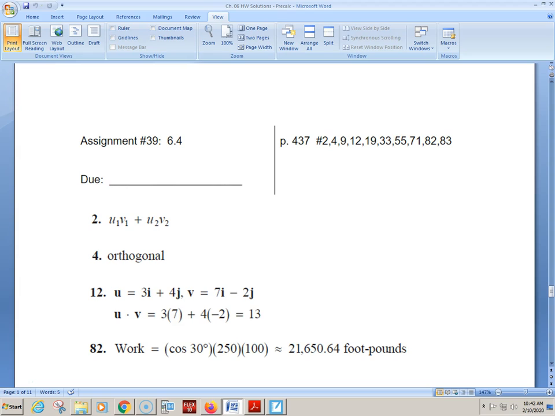Evens are gone. You guys really shouldn't need to take long on these, because number 2 is literally just the dot product formula, written the academic way. It's written the official way: horizontal times horizontal of two vectors plus vertical times vertical. Number 4 is just the term orthogonal that we talked about on Friday.